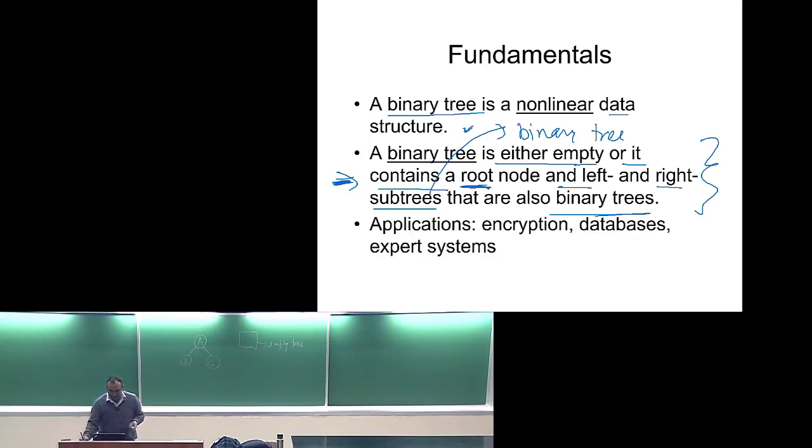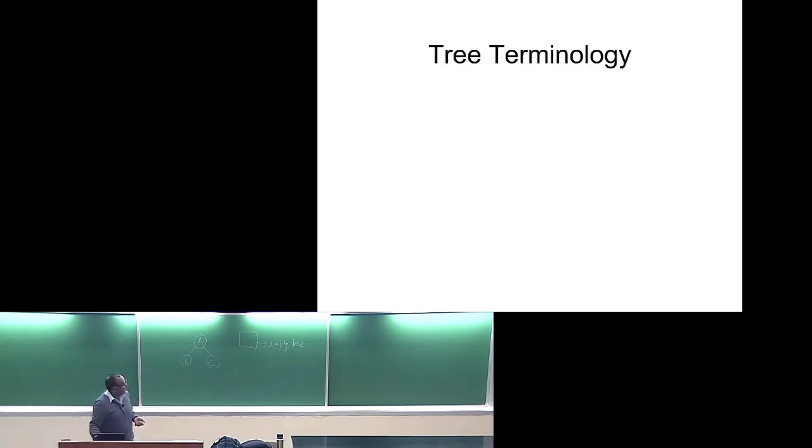Now the question arises, where do we use binary trees? I say a lot of places, but in encryption it seems very important. Databases, I'm pretty sure, and expert systems as well. I would say even in compilers, although we don't have that listed, but very soon you'll see that we use trees in compilers as well. Okay, so let's move on and learn some terms related to a tree.